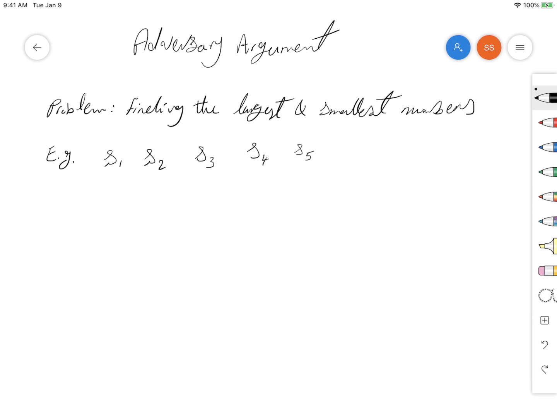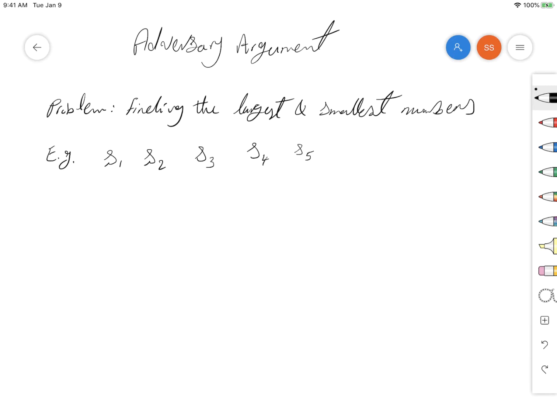Hello everyone. Today we're going to talk about the adversary argument, and we're going to use this argument for finding a lower bound on the selection problem, on finding the largest and smallest numbers given a set of numbers. So here's one example. Let's say that we have numbers S1, S2, S3, S4, and S5, and we don't know which one is the smallest one and which one is the largest one.